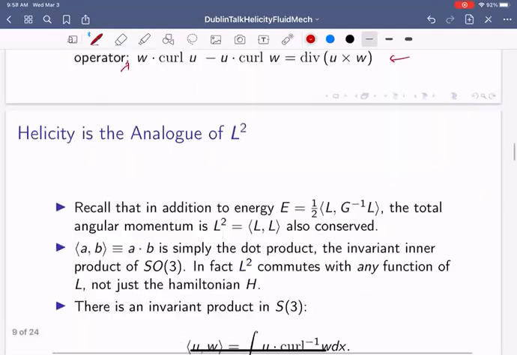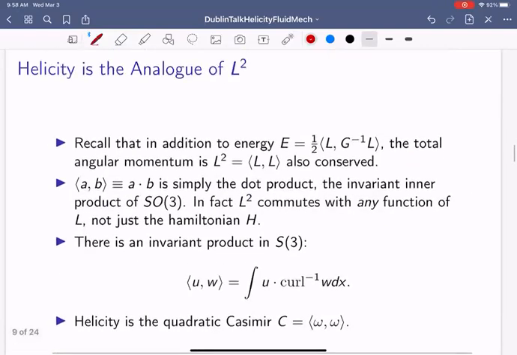Please do interrupt me. Okay, so now I want to come back to the question of what this helicity means. Remember that helicity is a conserved quantity in fluid mechanics, but it is more than a conserved quantity. It is a Casimir element of the underlying Lie algebra. It has zero Poisson bracket with every dynamical variable, not just energy.